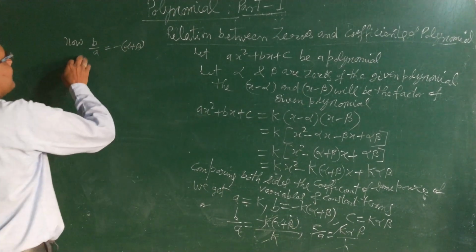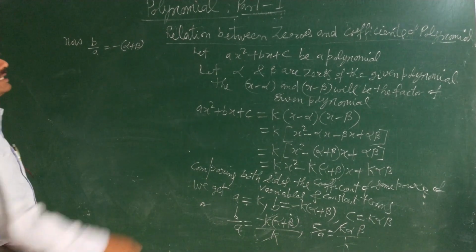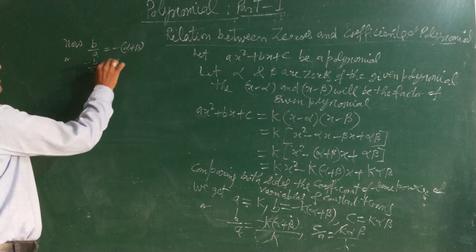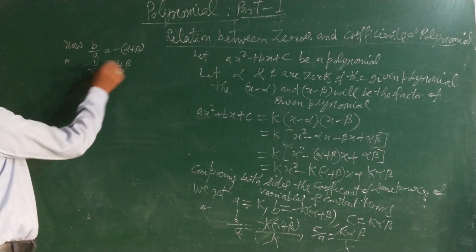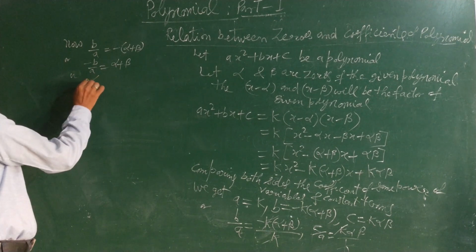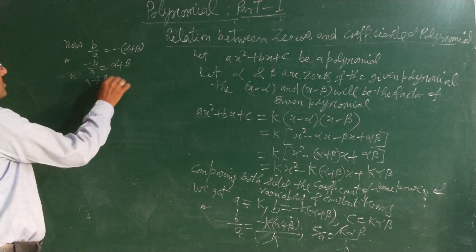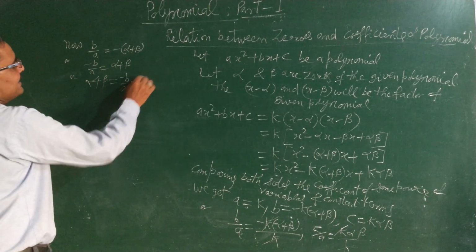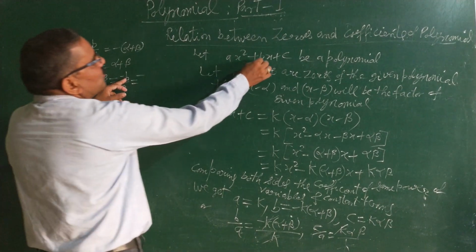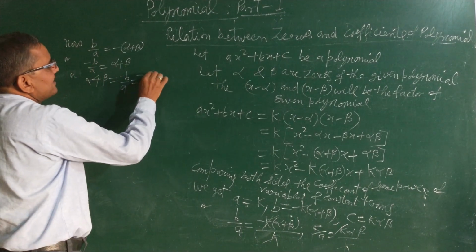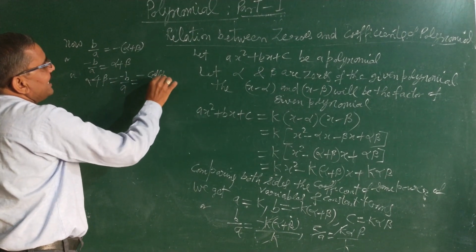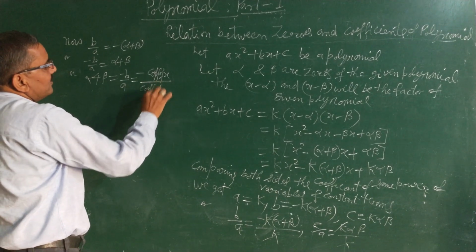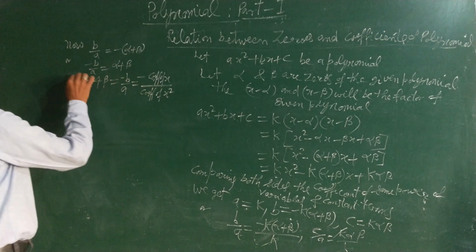Multiplying by minus on both sides, we can write minus b upon a is equal to alpha plus beta. We can also write it as alpha plus beta is equal to minus b upon a. That is equal to minus b, where b is the coefficient of x, minus coefficient of x upon a, which means coefficient of x square. This is one relation.